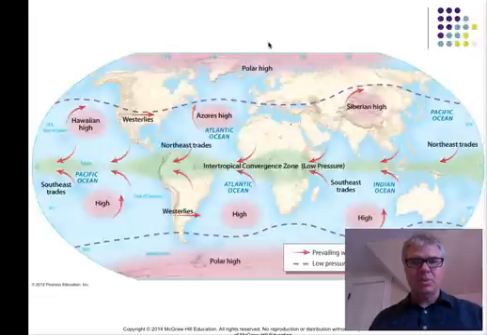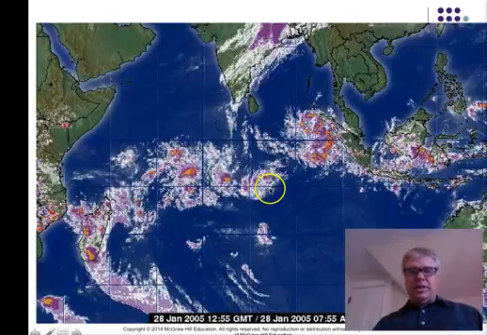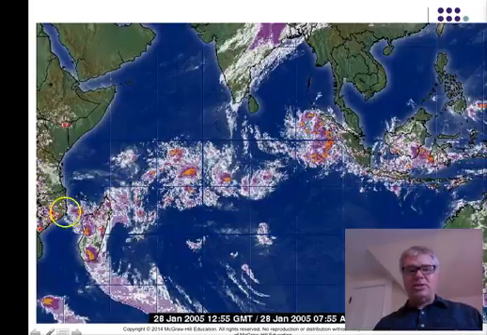Okay. So this is just a satellite image showing the intertropical convergence zone. This is a radar image. You can actually see the line across the world of where all these big thunderstorms are going on.